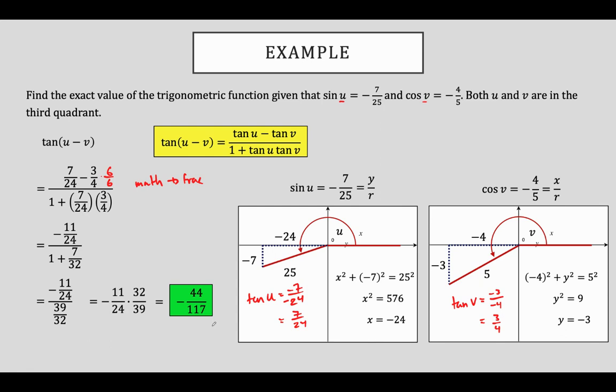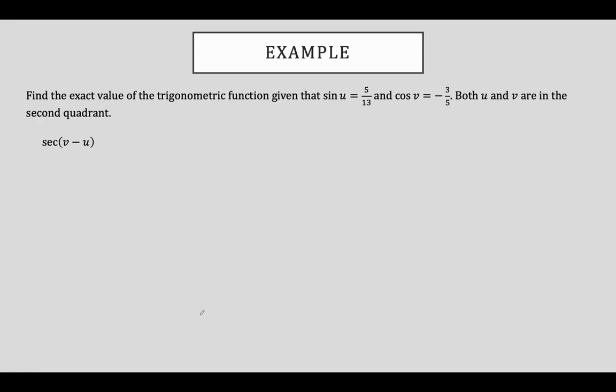All right, again, make sure you know how to use your calculator. However, do not give me decimal approximations when it specifically says find exact values. Okay, negative 44 over 117. That is an exact value, not a decimal approximation. Let's try another one here.